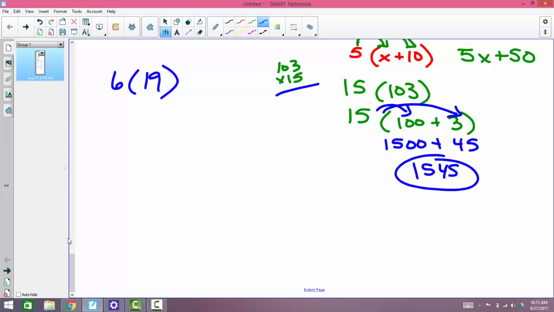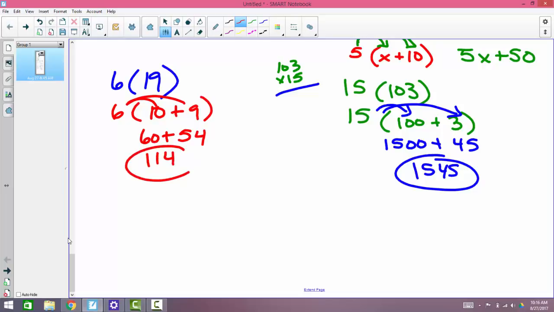Hit pause. So hopefully you broke this up into 6 times 10 plus 9. And that would be 60 plus 54, and that is 114. Again, you can do the traditional method of 19 times 6, 6 times 9 is 54, 6 times 1 is 6, plus 5 is 11, and get the same thing. You know, look inside and see what you like better.